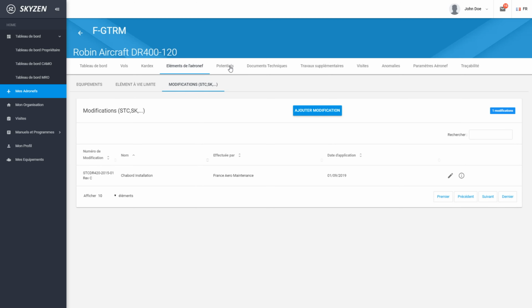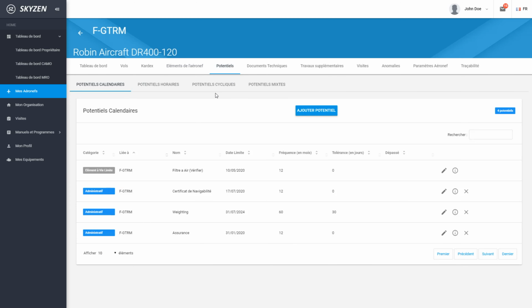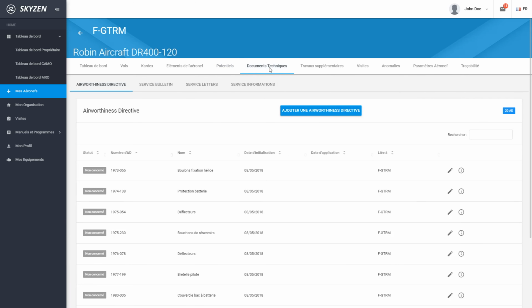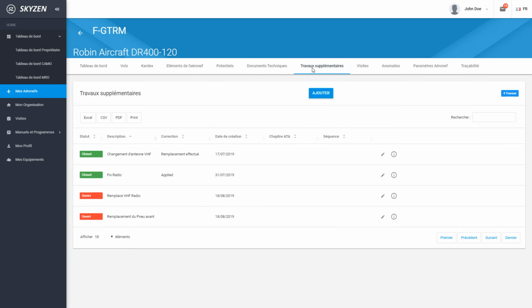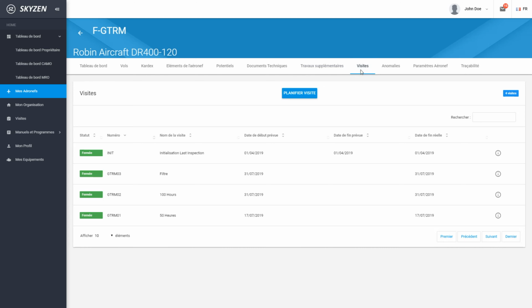Then there is the Limits tab, where you will find all the limits of the aircraft, calendar limits, time limits or cyclic limits. And after that there is the Technical Documents tab, where you will find all AD, ASB, service letters or service information of the aircraft.